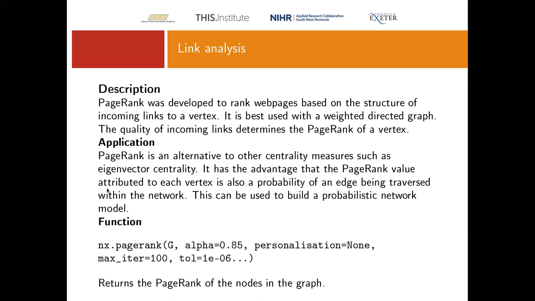So yeah, it's really useful because it's more of a literal measure of centrality. Its PageRank equates to the probability of an edge being traversed within the network. So that means the probability of that edge being used by anybody within the system, and the probability of a patient moving between one service and another. And as such, you can use PageRank as a way to build a probabilistic network model, to look at the change in system use over time, and also to predict forwards how the network might change over time.